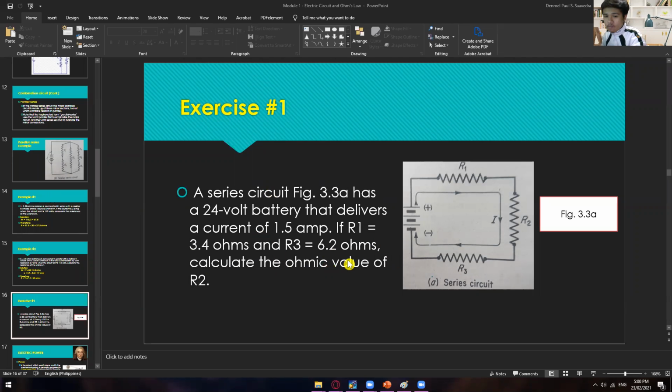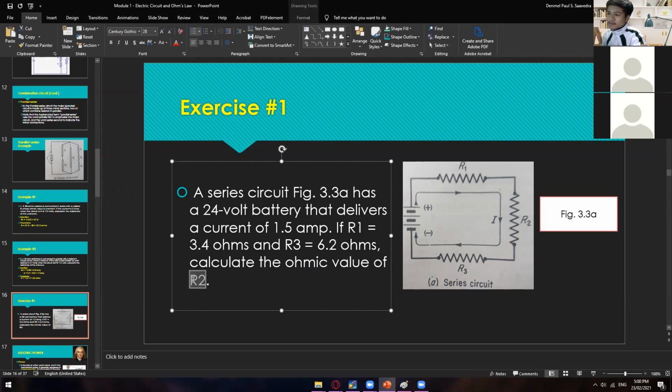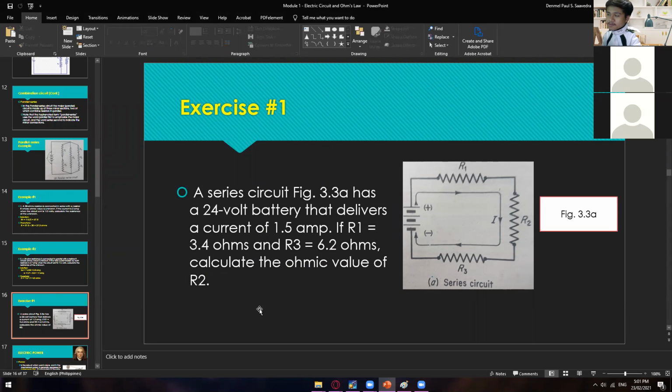Yes, sir. Any other answer regarding exercise number 1? Or did you guys get the same answer? Yeah, the same. All right then. So is there anyone who wasn't able to get the same answer so that we can explain this one? Or I can show you guys the solution.